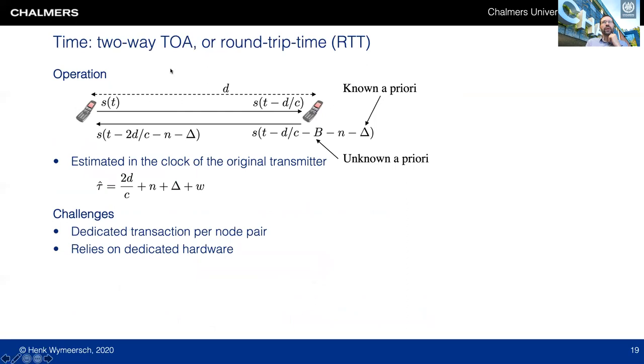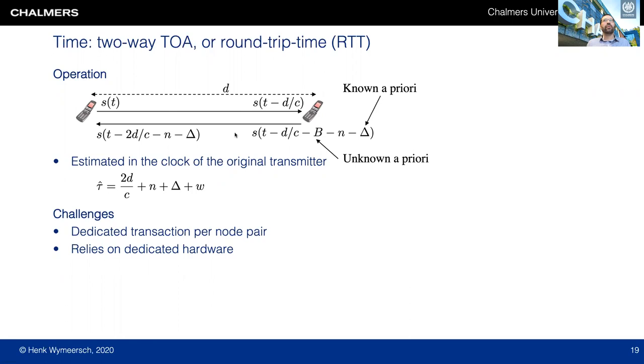So to address this, and this is the technology often used in ultra-wideband, is something called round-trip time or two-way time of arrival. Okay, and maybe the mathematics is not very nice, but the principle is that the first device wants to figure out the distance to the second device. How it does this, it sends a signal S of t, starts a timer, right? It arrives a little bit later at the second device. This device estimates time of arrival and sends the signal back with some delay, delta here. And this delay is a priori agreed, let's say 1 millisecond. So 1 millisecond later, it sends a signal back.